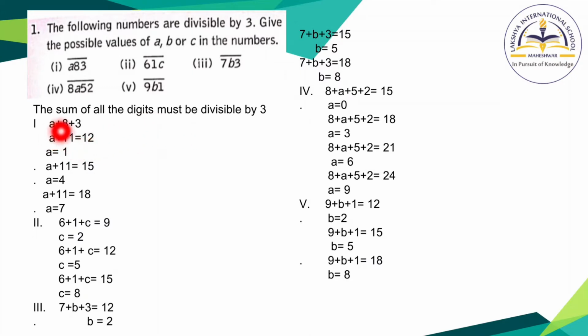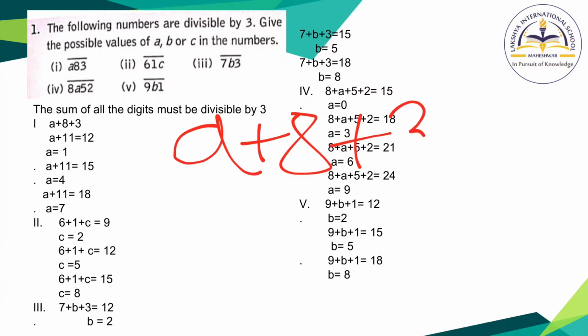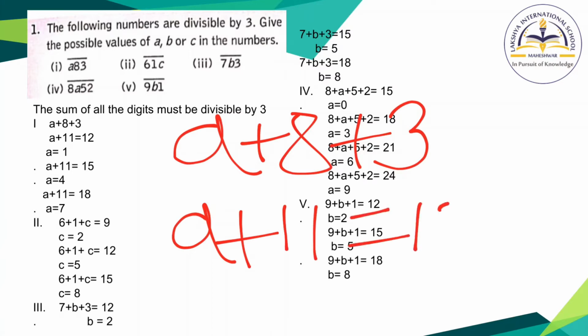Now we have a plus 8 plus 3. These are the given numbers. So a plus 8 plus 3, that is a plus 11. Now near 11, which number is there which is divisible by 3? That is 12. So a equals 12 minus 11, that is 1. So the value of a is 1.